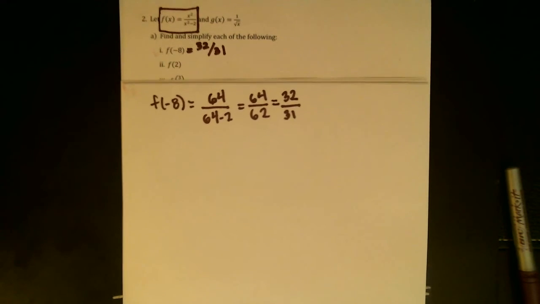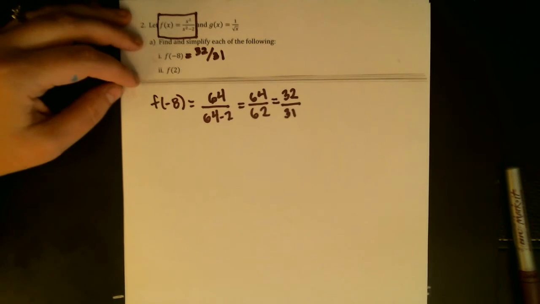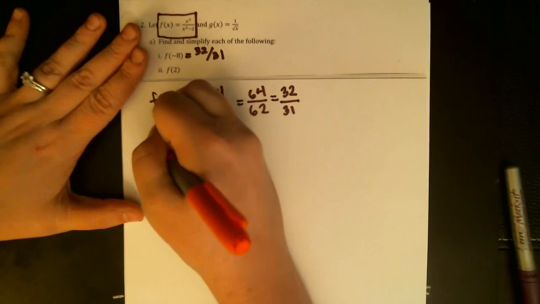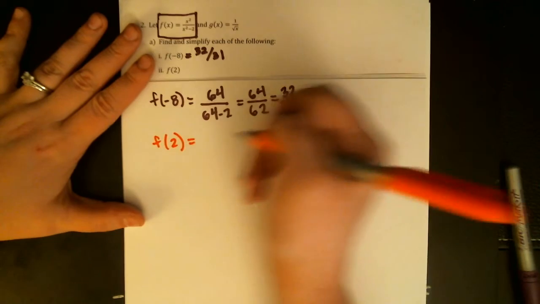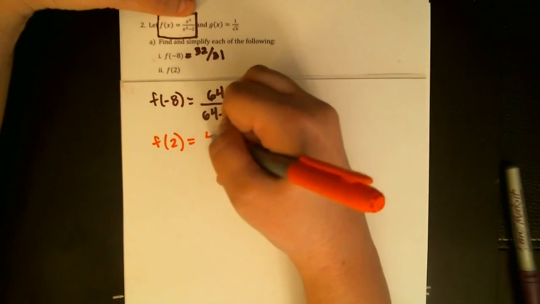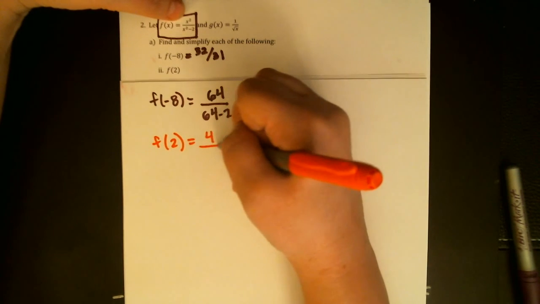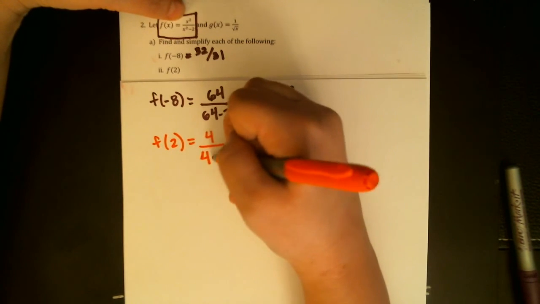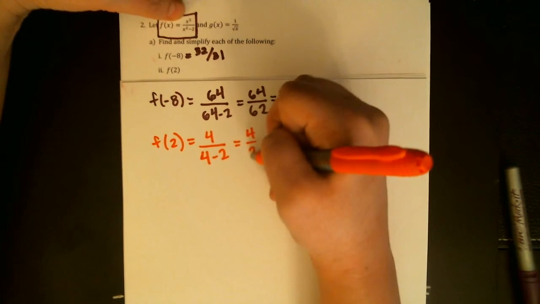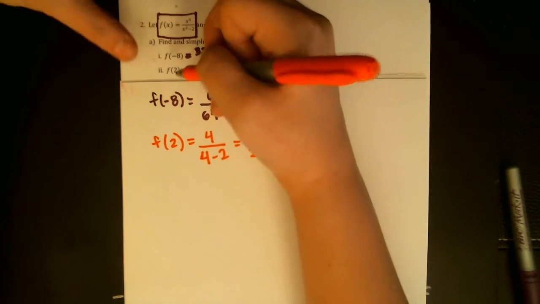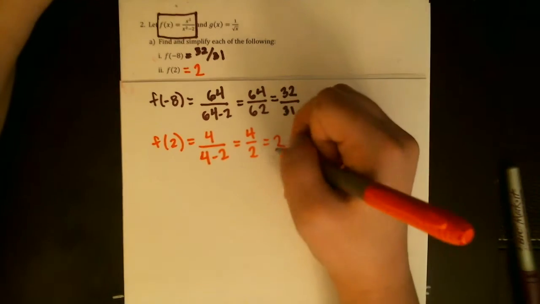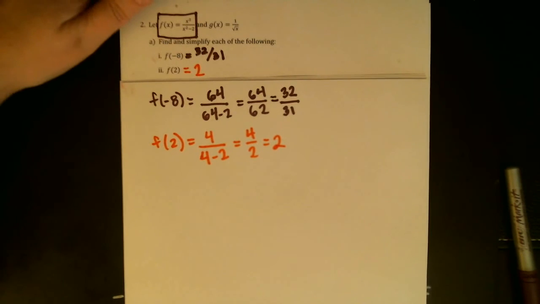Okay, next, f of 2. Okay, so same function, and we've just said that our function takes whatever we give it, and on the top it gives us the square of that thing, and on the bottom it gives us the square minus 2. So this gives us a 4 over 2, which is a 2. And it's completely valid to get what you started with back out of a function. There's nothing wrong with that.